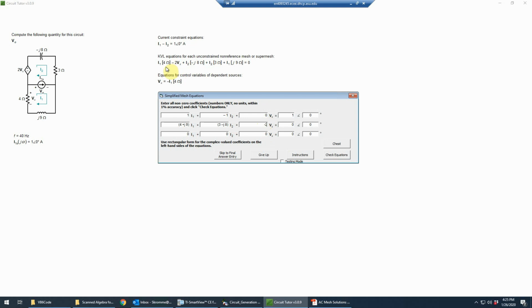And then, if you notice, there are actually no constant terms in here because there are no current sources. Remember, this was written for a super mesh going around the outside, and there's no current source on the outside loop. So that right-hand side will be 0.